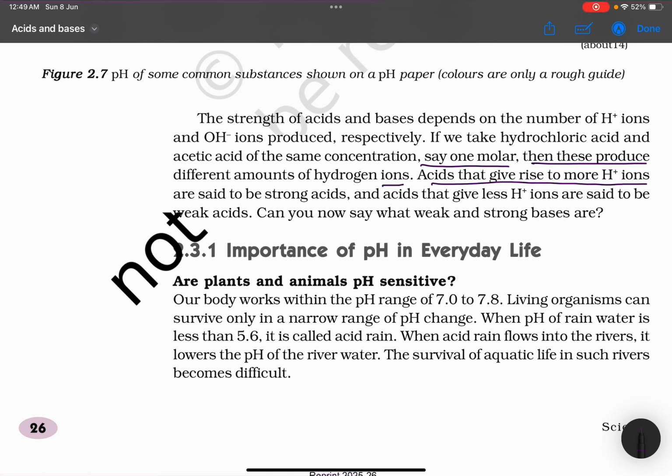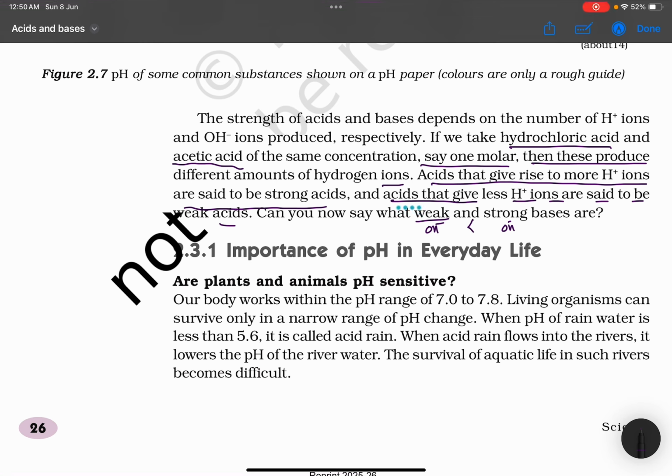Acids that give rise to more H plus ions are said to be strong acids, and acids that give H plus ions less are said to be weak acids. In the given, the HCl is strong acid, and the acetic acid is weak acid. All organic acids are weak acids. Can you say now what weak and strong bases are? Weak means less concentration of OH minus. Strong means OH minus concentration will be more.